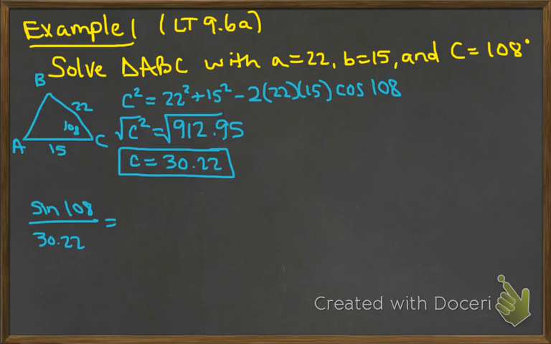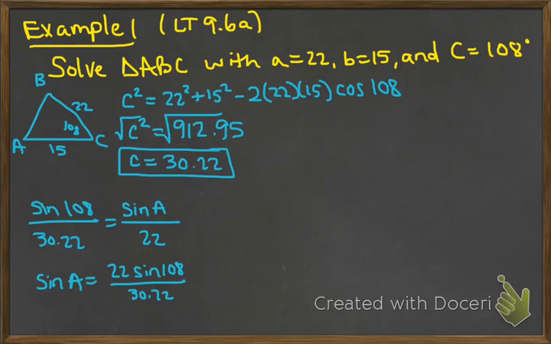And that's going to equal, and now I need to find one of the other two. Now keep in mind I said try to work from largest to smallest if possible, which means I want to look at angle A next. So I'm going to say the sine of A over 22. And now I'm going to cross multiply and divide, and I'm going to get that the sine of A is equal to 22 times the sine of 108 divided by 30.22.